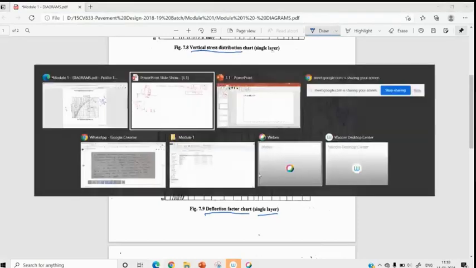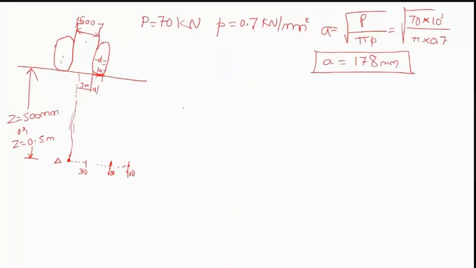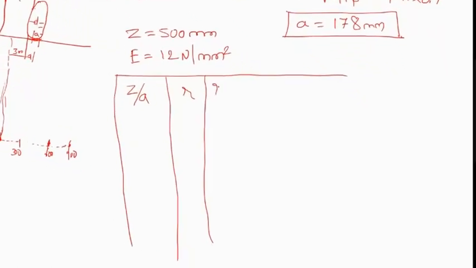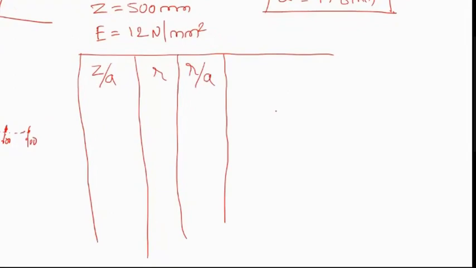So for simplification, what all do we require? We require A value, P value, and Z value. Z is 500 mm, constant. E value is how much? E is equal to 12 Newton per mm square, right? And we require Z by A, then R value, R by A. Then with respect to Z by A and R by A, we need to calculate F.